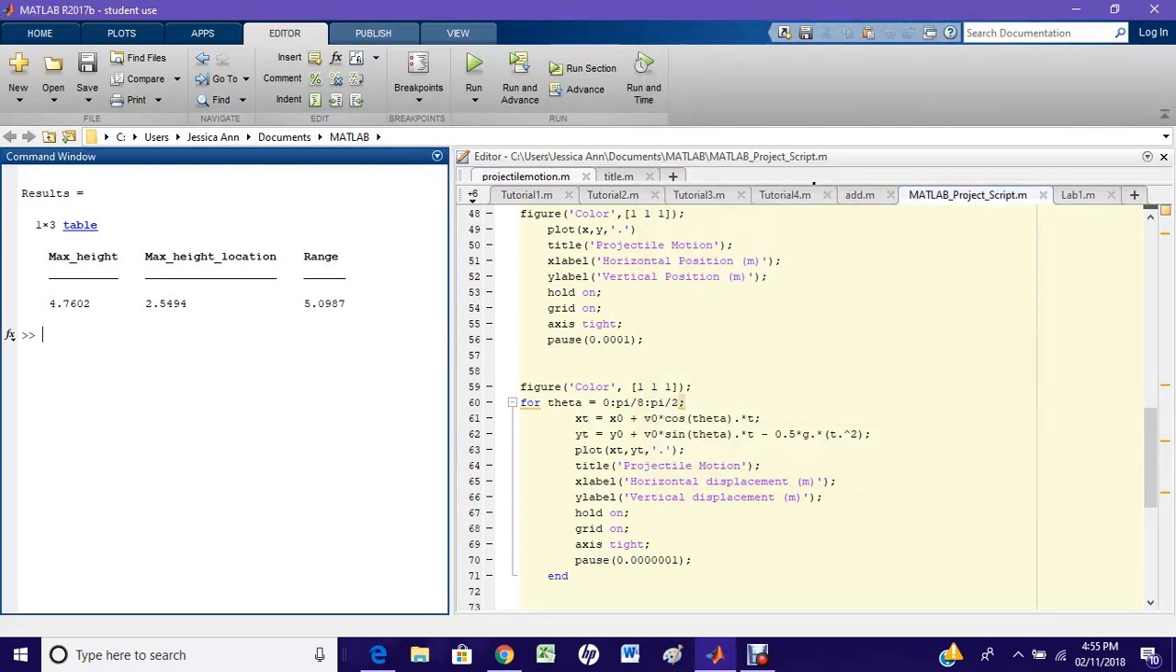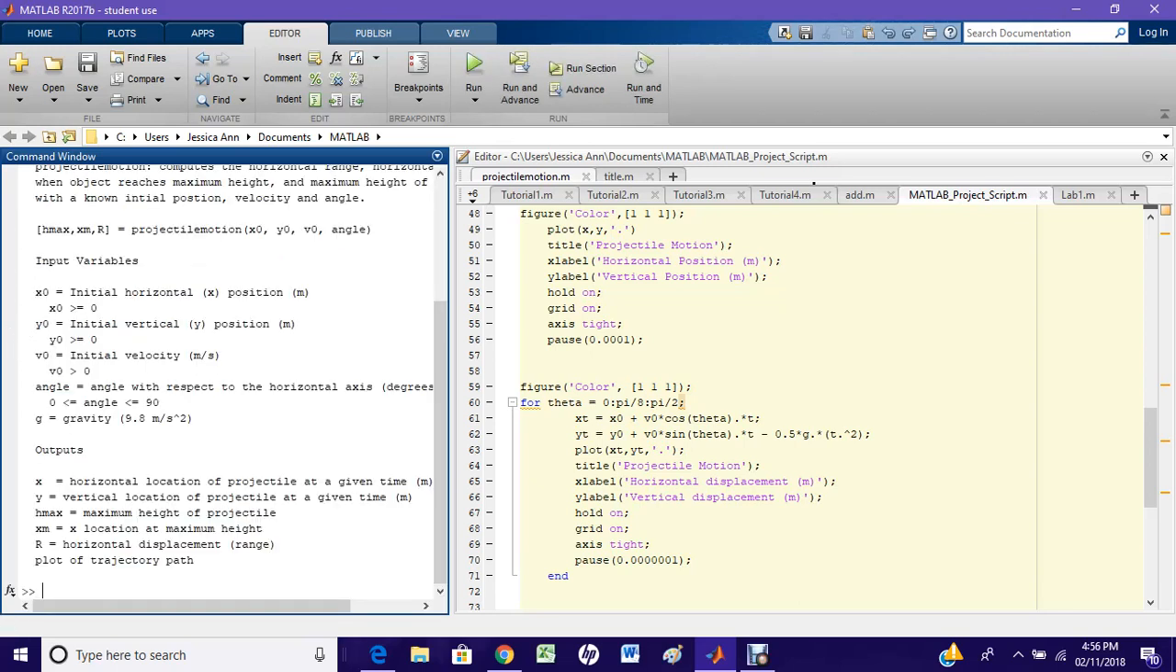So to show that my function works, we can first call help to the function, and this should show us all the information that I had typed in order to develop the function, which is right here. Boundary conditions, outputs, all that good stuff. Let's clear that out.